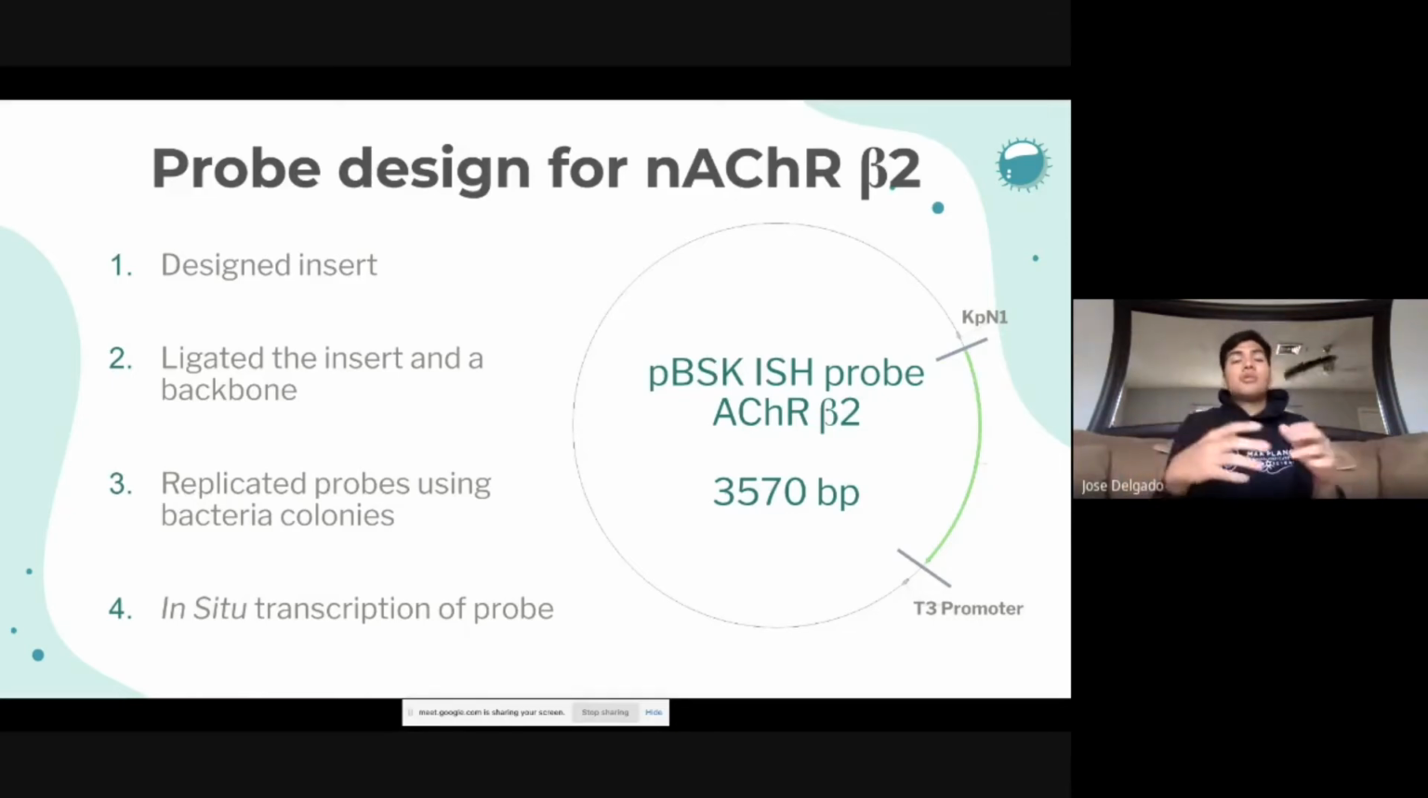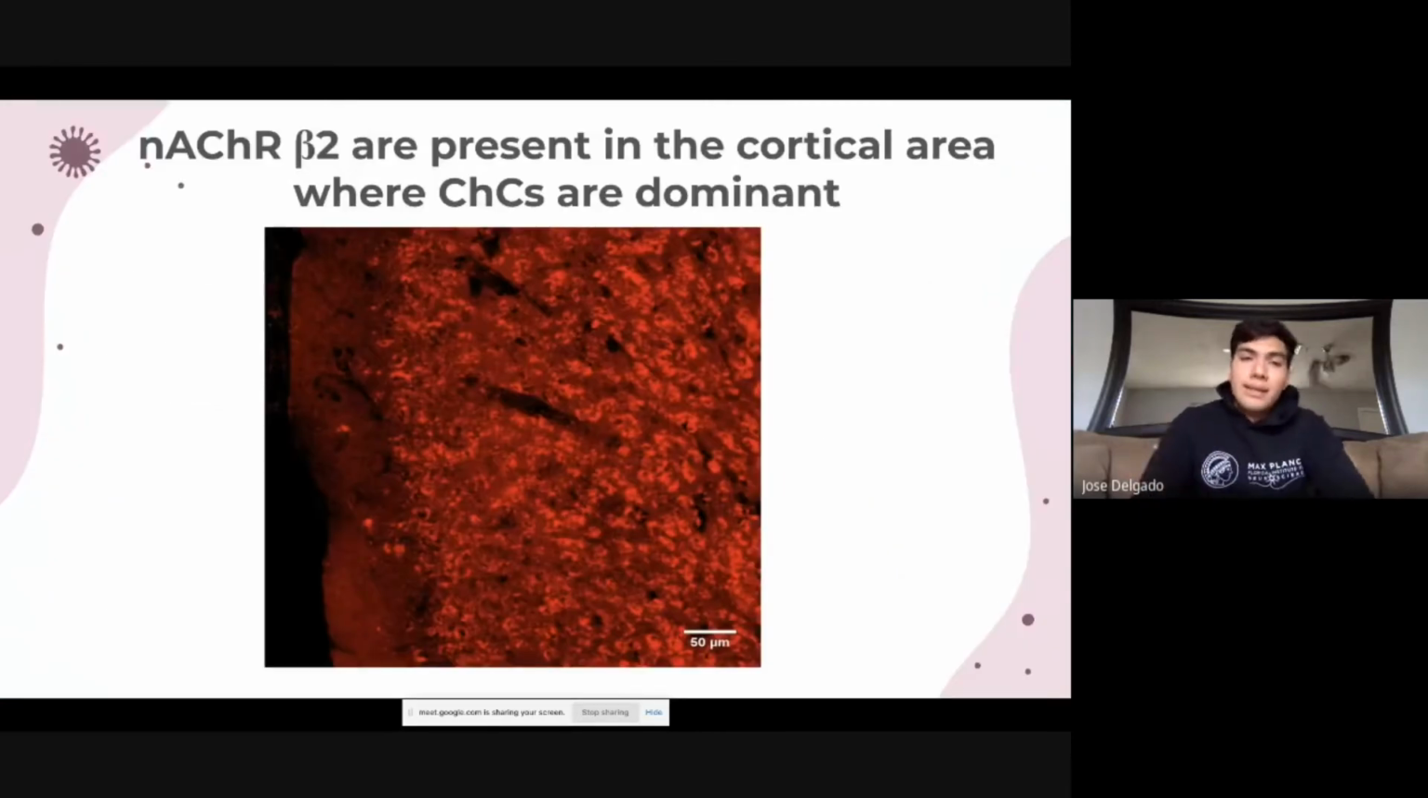And then I did the actual in situ to actually combine my target genetic sequence and this probe. And then I looked at it under a microscope. And this was my final picture. So all of these bright red dots or signals are actually my probes. So all of these areas are where beta-2 receptors are located. Okay. So through this, I was able to find out that the nicotinic acetylcholine receptor type beta-2 is most dominant in the chandelier cells.